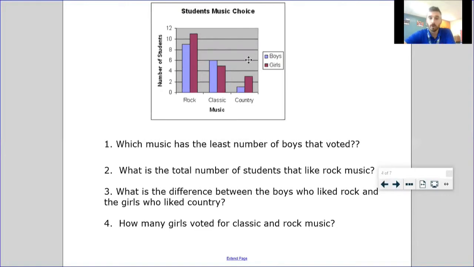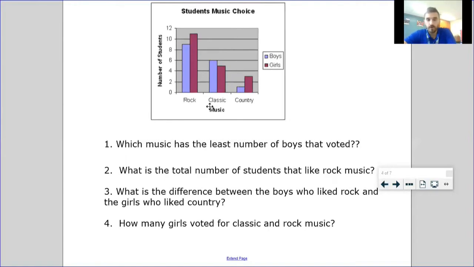And just like a normal bar graph, it's got the 4 things it needs. It's got a title, student's music choice. It's got the labels. They could have chosen rock, classic, or country. And it's got the scale, which again, we're going by 2s over here. This would be categorical data, because if you ask somebody what their favorite type of music is, they had their choices, rock, classic, or country. All right, and then if I look here at the key, the boys were the blue bar, the purple bar were representing the girls. So we'll look at that for every question.